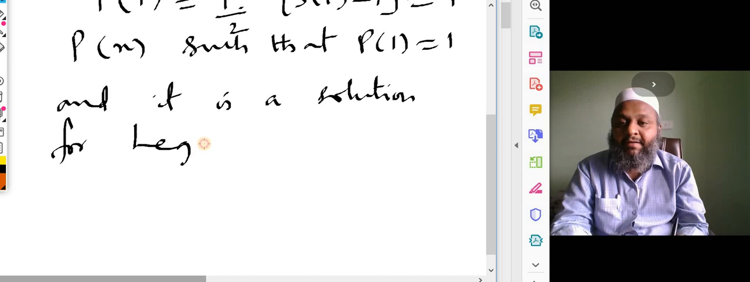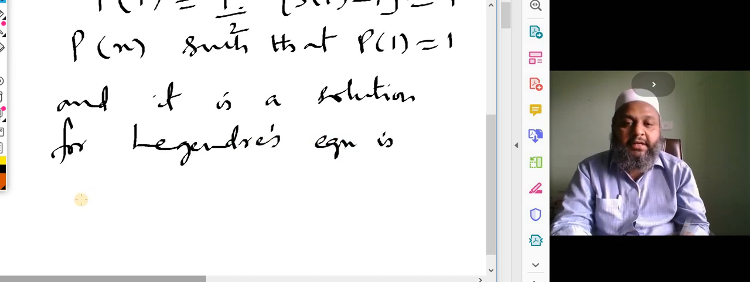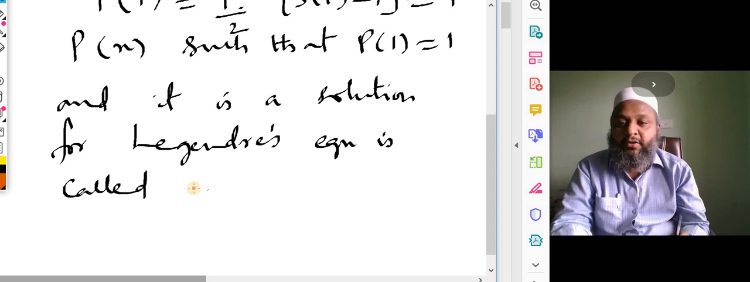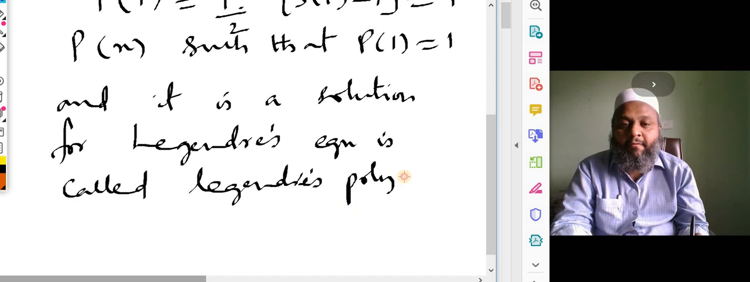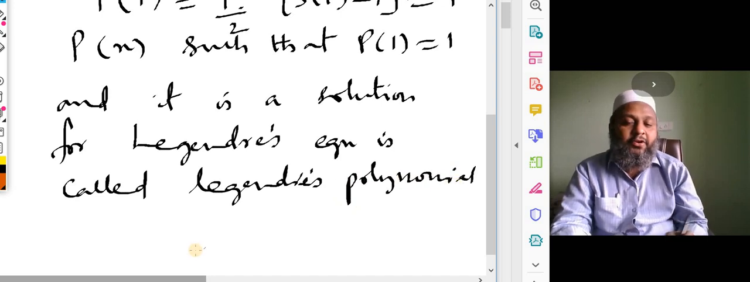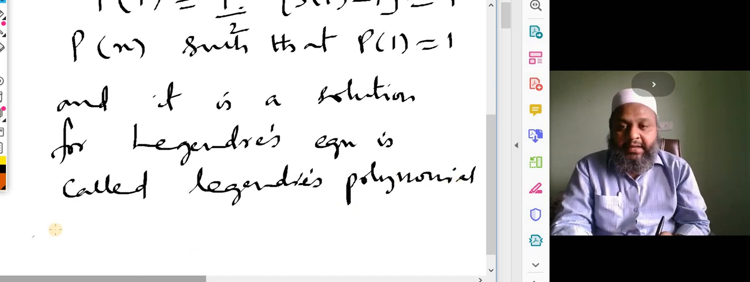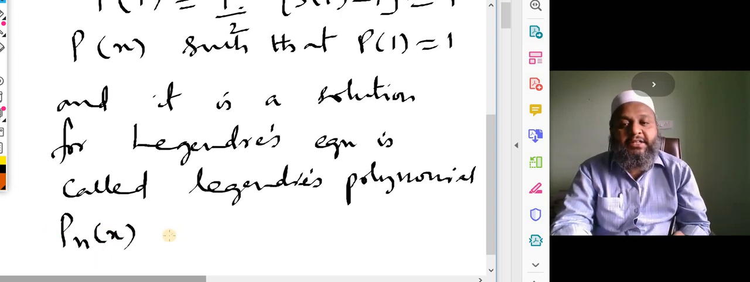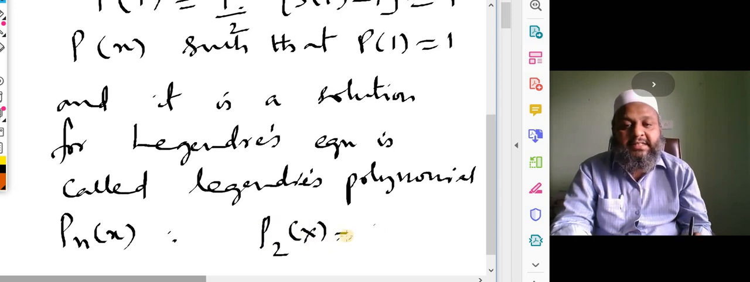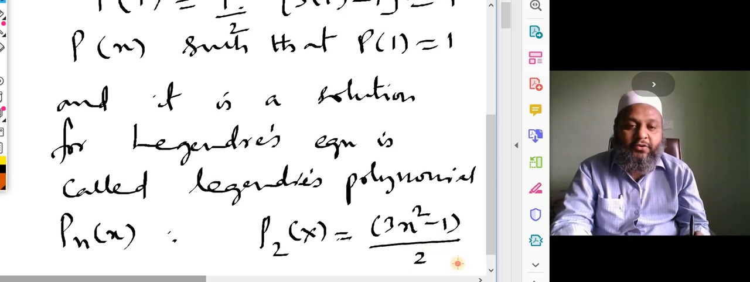Such a solution of Legendre's equation is called Legendre's polynomial. Here it is denoted by Pn of x. So if I need P2 of x, that is 3x square minus 1 by 2.